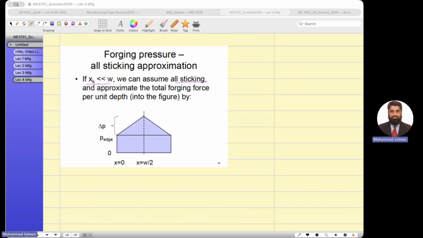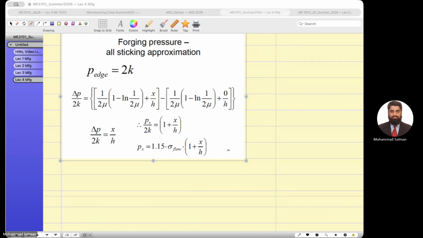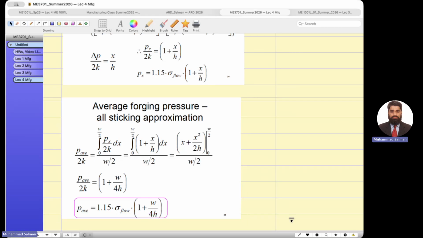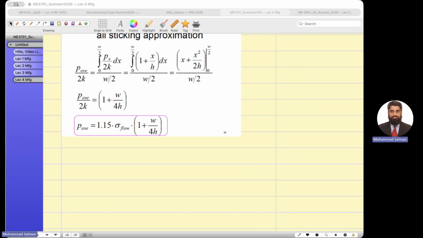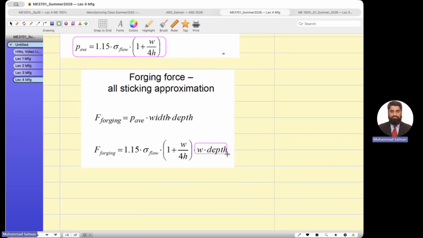We had an all-sliding assumption, but now we are assuming all sticking. In that case, this is the formula for the P average. This formula is for the average pressure for the all-sticking case, and then multiply by the width, the complete width of the forging piece. This is my area under the forging pressure, the forging force.